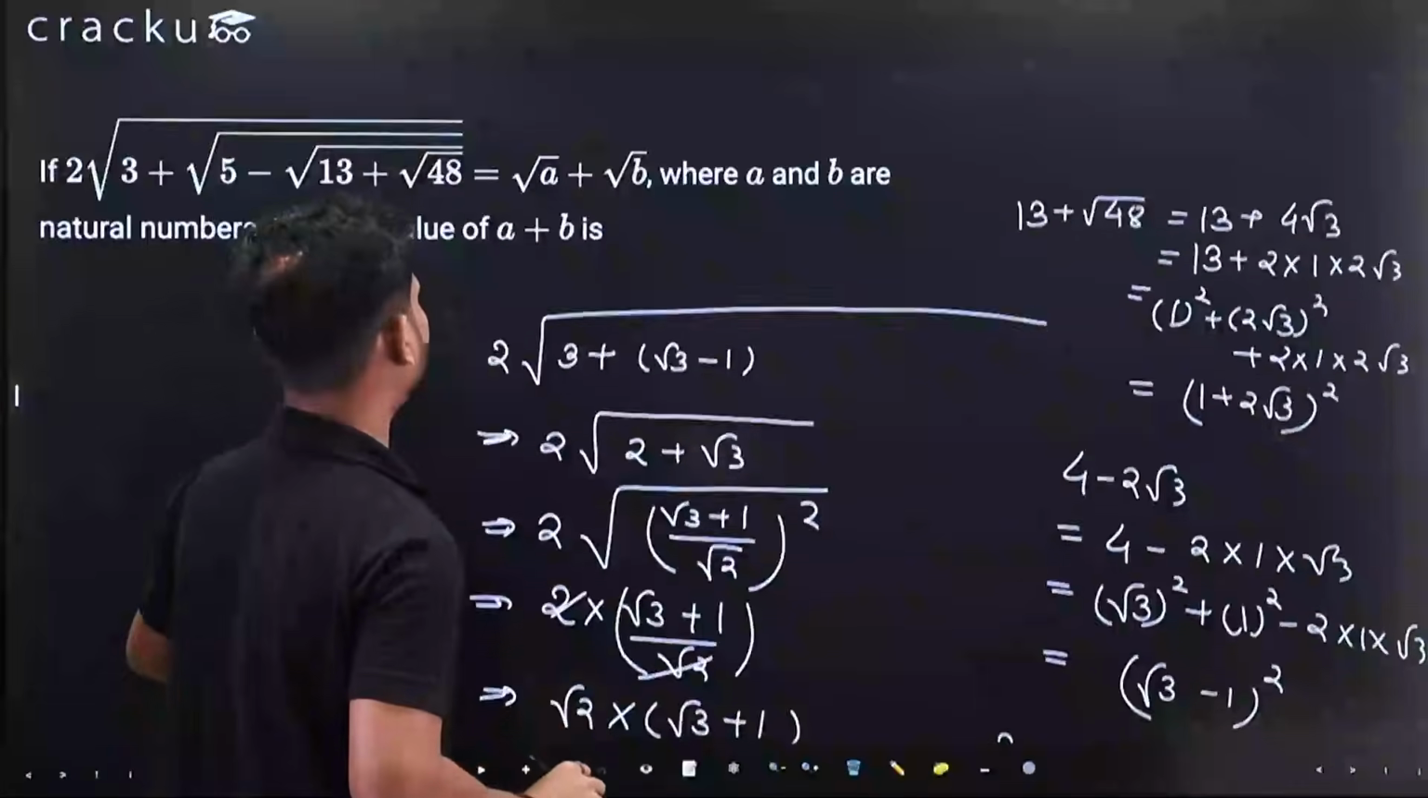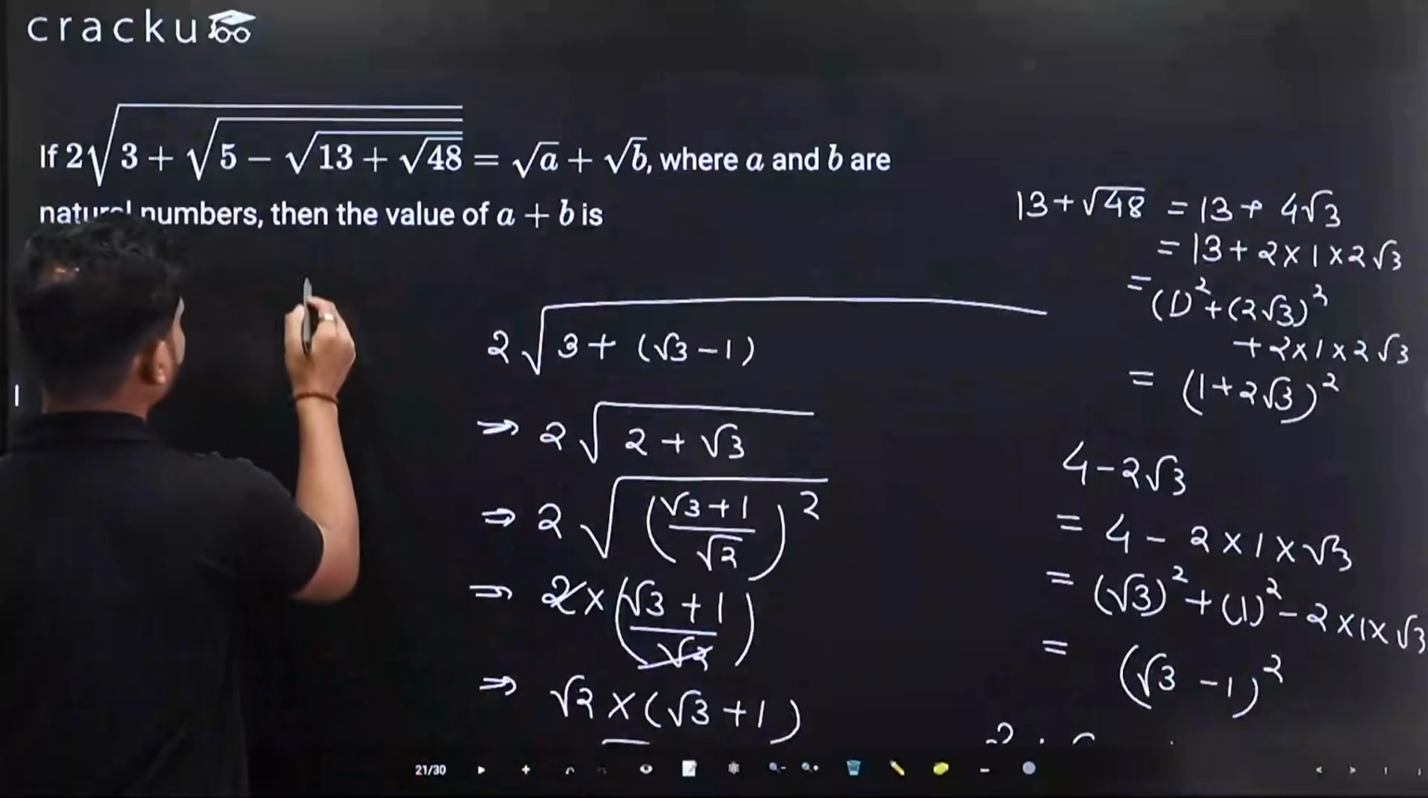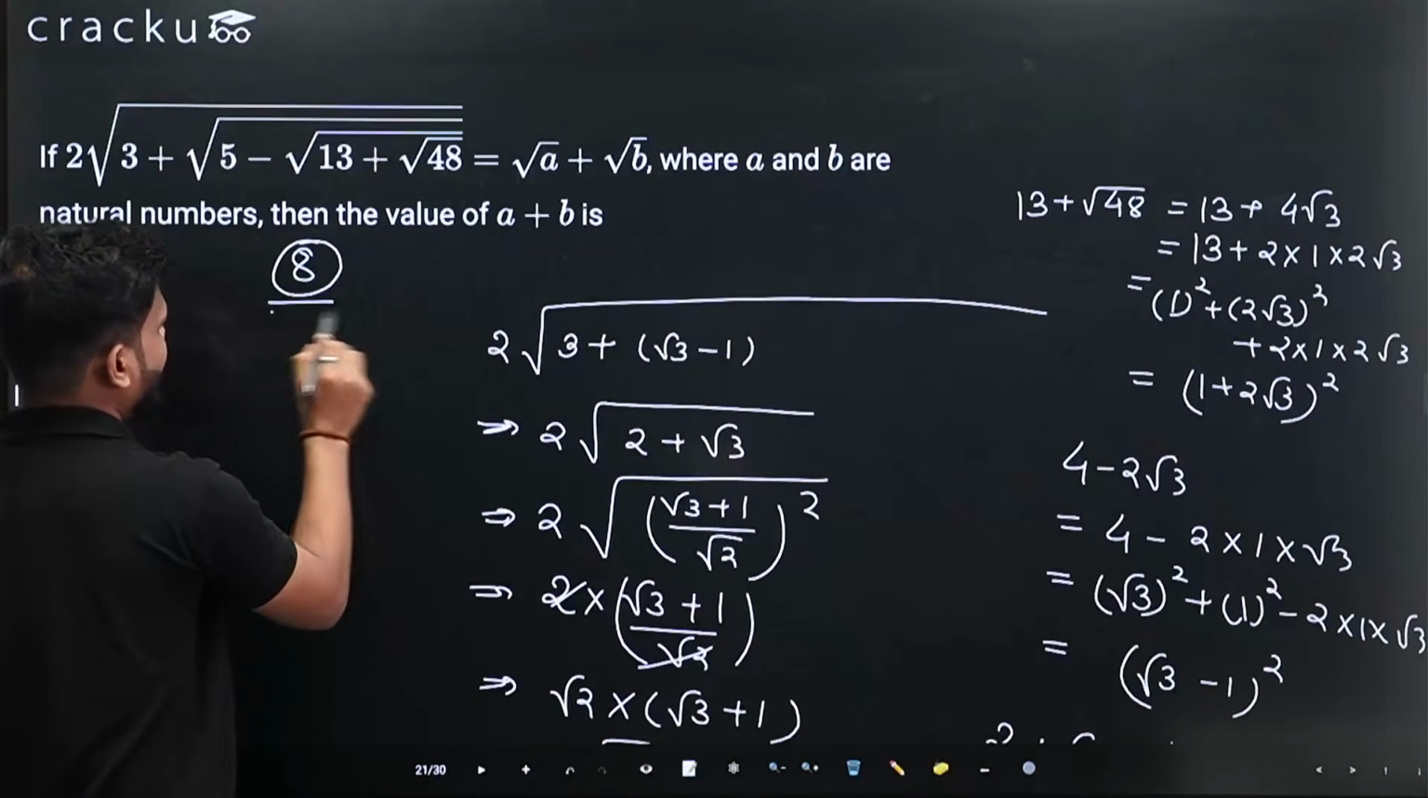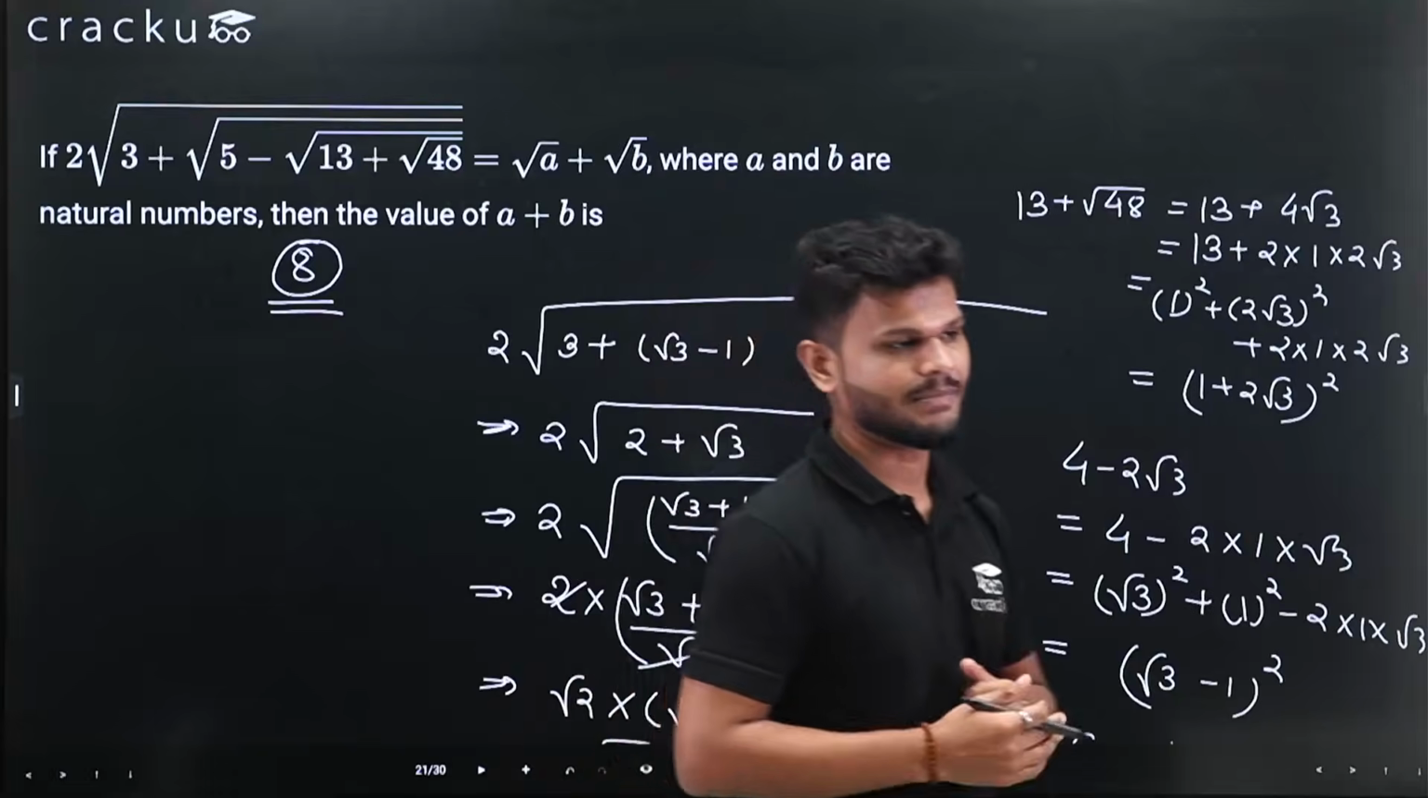What do we need to find? We need to find a plus b. It is 6 plus 2, which is 8. So 8 will be the correct answer here.